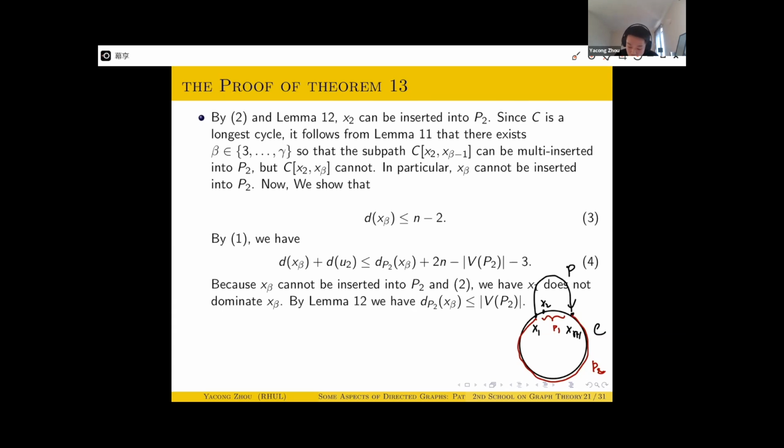So there must exist a maximum number, x beta minus 1, such that the path from x2 to x beta minus 1 can be inserted into P2, but the path from x2 to x beta cannot. So in particular, x beta cannot be inserted into P2. So now we can show that the degree of x beta is at most n minus 2. First, by formula 1, the degree of x beta plus the degree of U2 is bounded above by this term.